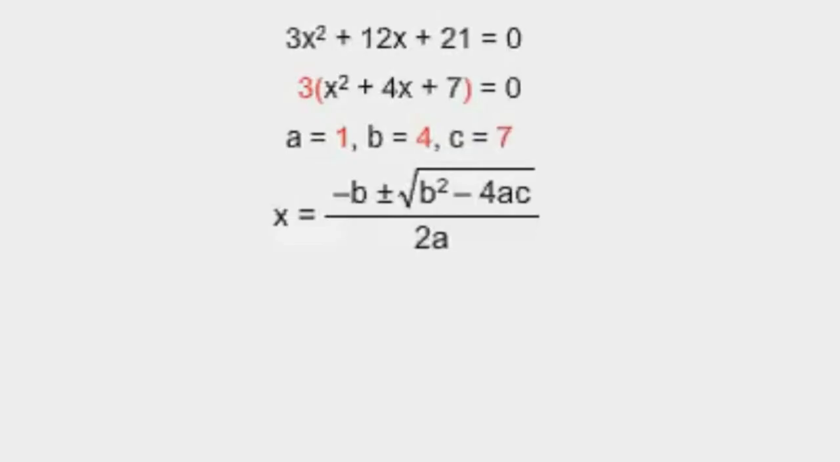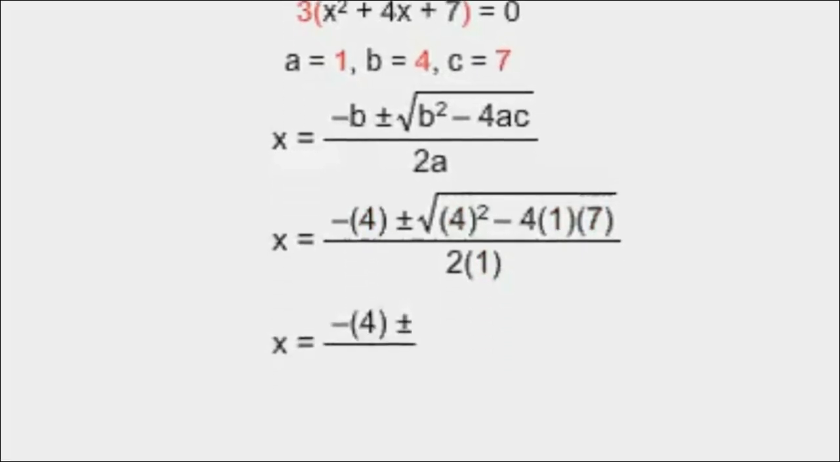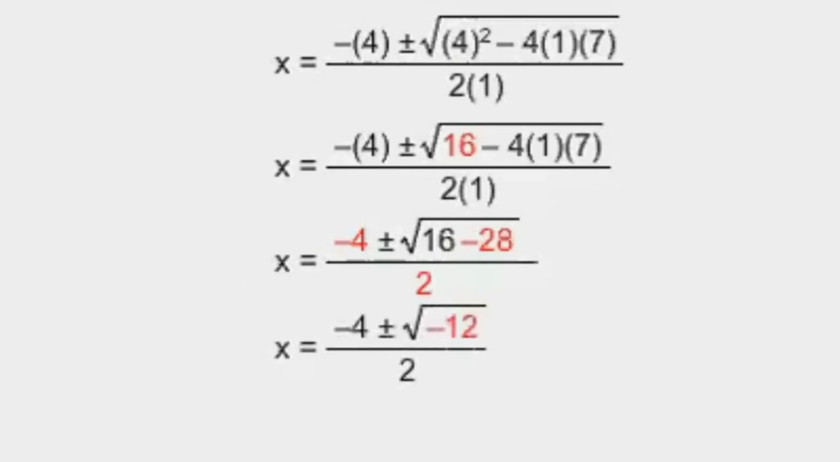Substitute the values of A, B, and C into the formula. Simplify the exponent. 4 squared is 16. Multiply the appropriate integers. The negative of 4 is negative 4. 4 times 1 times 7 equals 28. 2 times 1 equals 2. Combine the like terms inside the radical. 16 minus 28 equals negative 12.